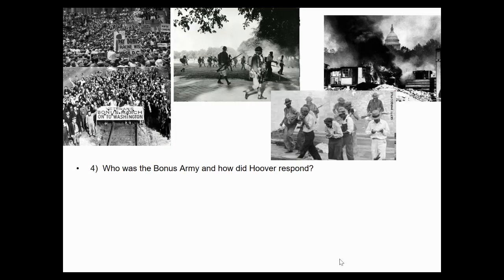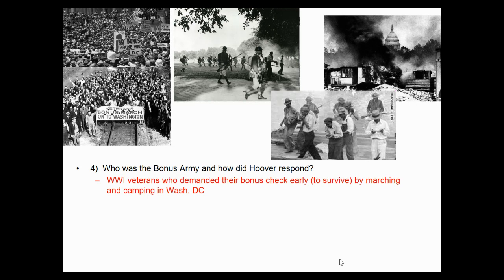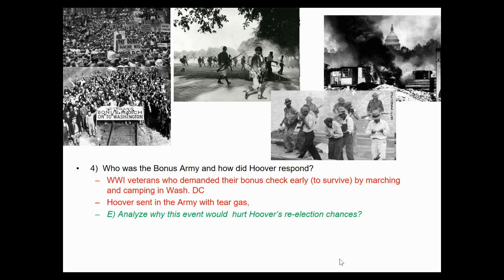And a last example of Hoover looking like he didn't know what he was doing was with the Bonus Army. The Bonus Army was World War I veterans who demanded their bonus checks early, which were due in the 1940s from World War I, right? So they marched on Washington, D.C., saying, look, we need the money now or we're going to be dead. Now, Hoover's response was he sent in the army with tear gas. Okay. Now, this event basically catalyzes the fact that Hoover will not be reelected president of the United States.